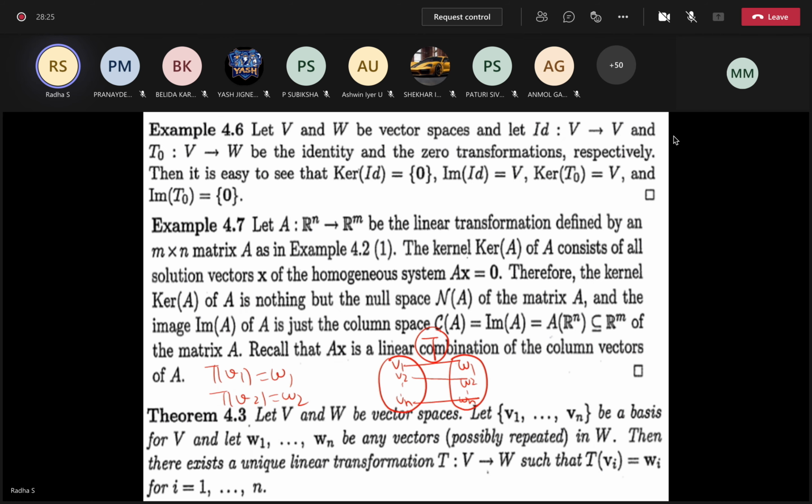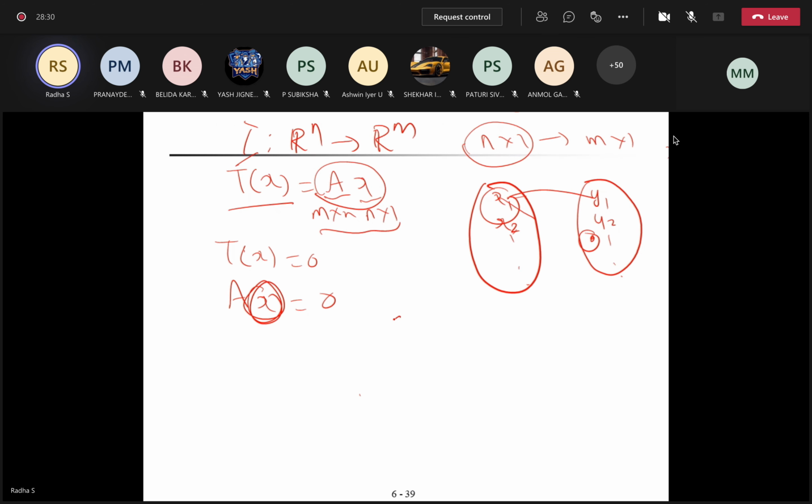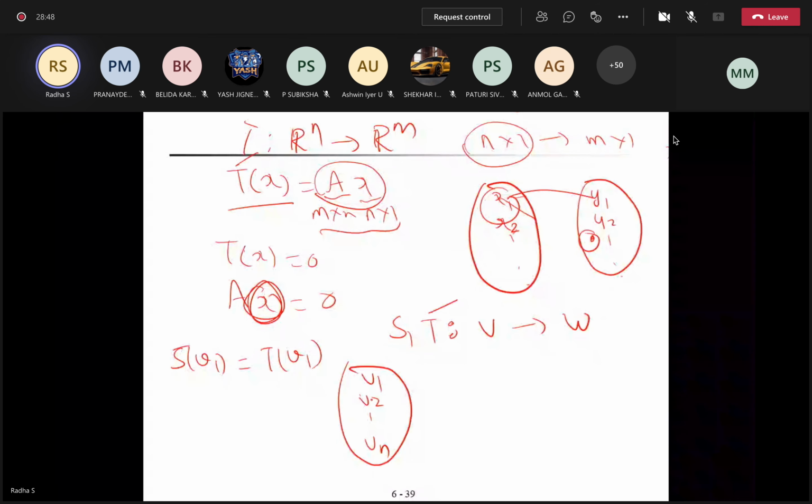What I'll do is, one minute. S and T are two linear transformations from V to W, right? And V has a basis V1, V2, etc., Vn. They are saying that S of V1 is equal to T of V1. If you find the image of each and every element of the basis, they are the same. S of Vn is equal to T of Vn.